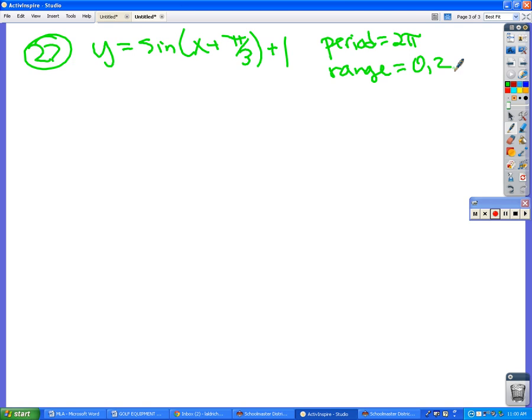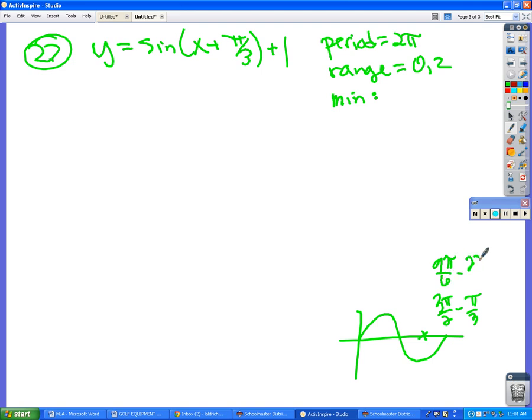So the range is from 0 to 2. Then it's been shifted pi over 3 to the left. Let's figure out what the normal minimum of a sine function is. If I have a little sine function that goes like that, normally the minimum happens at 3 pi over 2, right? And now I'm shifting it pi over 3 to the left. If you don't know that, then you need to pay better attention. So I have to go 3 pi over 2 minus pi over 3. My common denominator is going to be 6. So 9 pi over 6 minus 2 pi over 6 is 7 pi over 6. So that's where the minimum is going to happen.